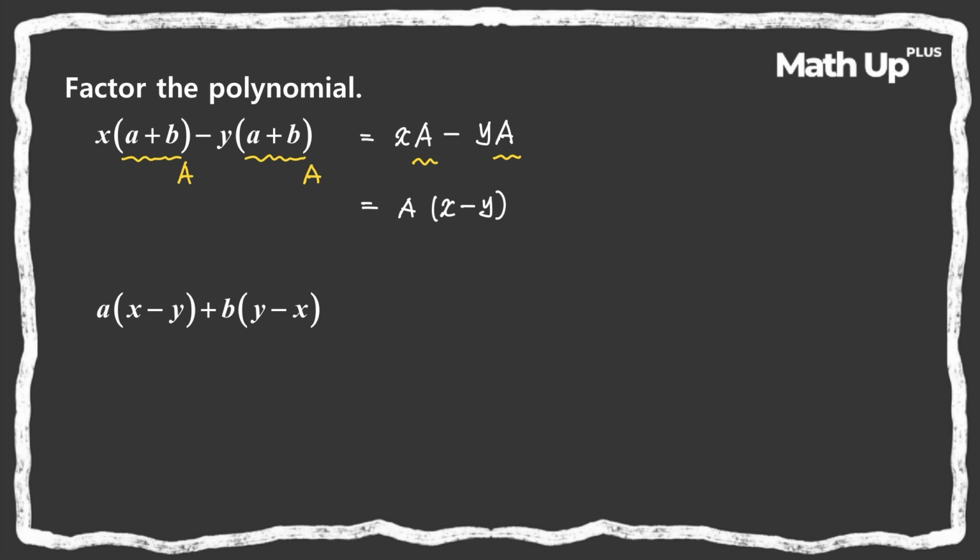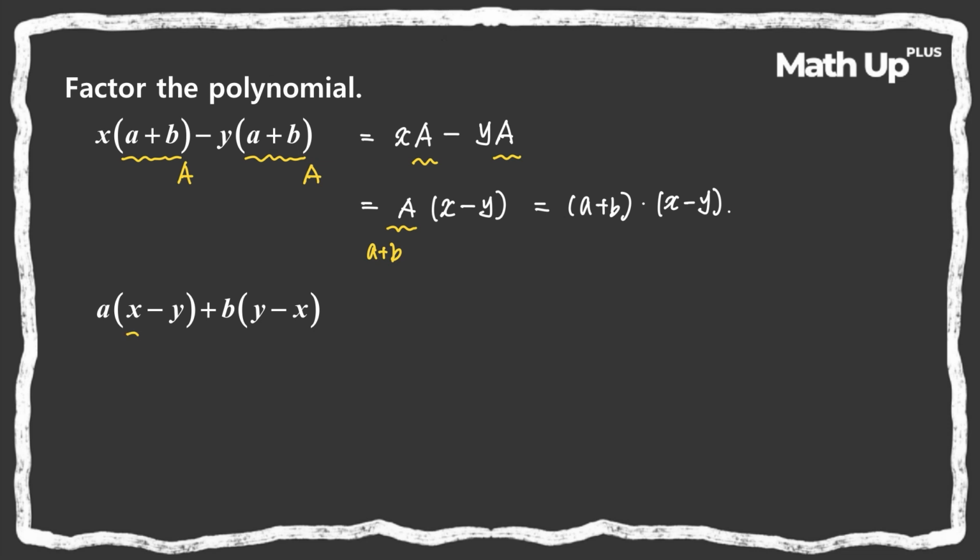After factoring is complete, we always have to substitute the original expression a plus b for capital A. Alright? So that is equal to (a plus b) times (x minus y). Now we're done. Okay, let's look at the next question.